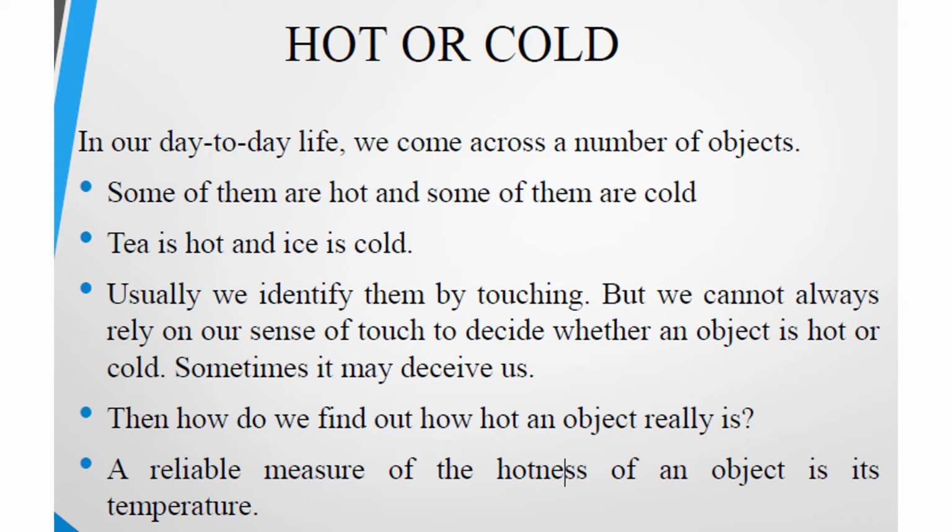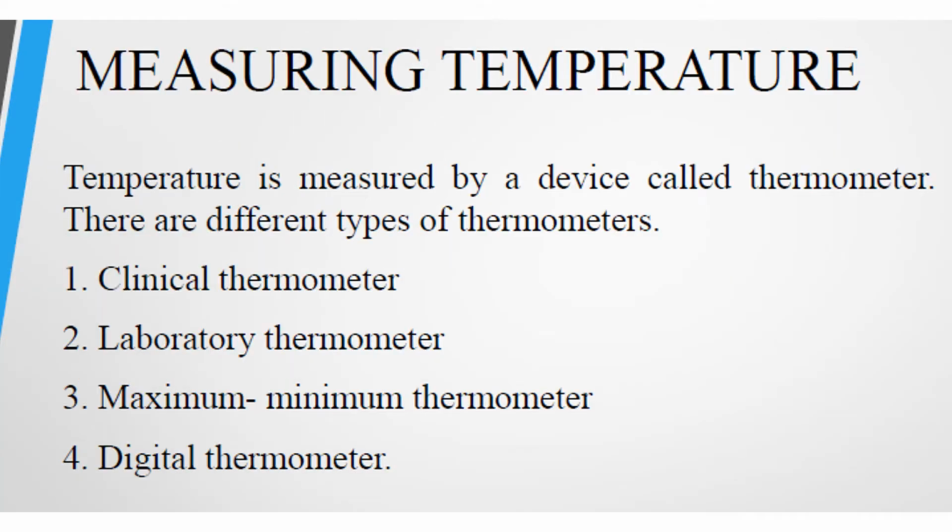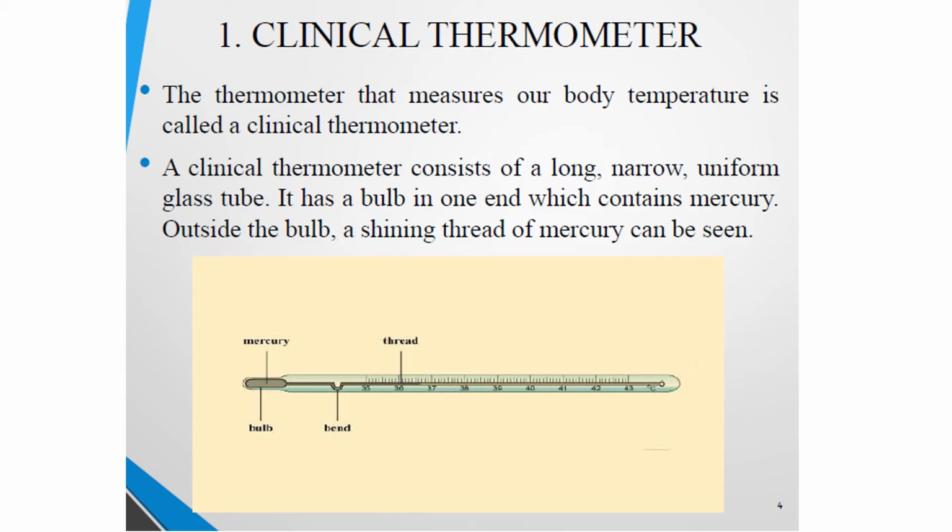Okay? Then how do we find out how hot an object really is? Depende kung if you want to touch, then po natin malalaman. Para malaman nating mainit, we can use a device para makita po natin yung measure ng isang temperature, whether it's hot or cold, yung isang object. So there are four measuring temperature devices, okay? We have the clinical thermometer, the laboratory thermometer, the maximum minimum thermometer, and the digital thermometer. This is how the glass clinical thermometer looks like.